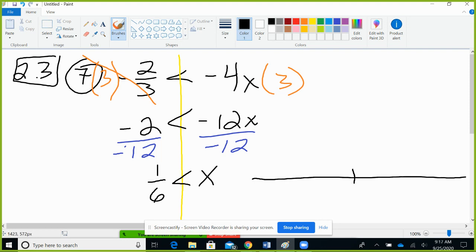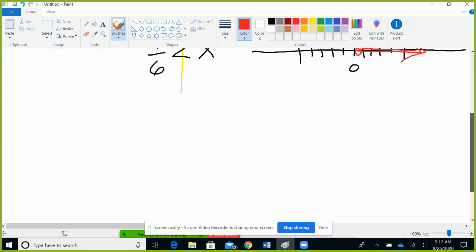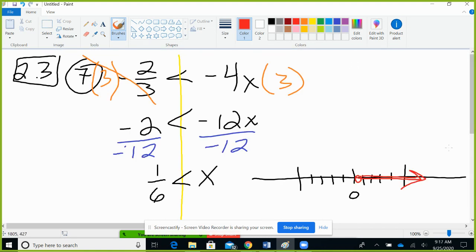So when I'm graphing this, it's not negative 1/6, it's positive 1/6. Positive 1/6 is like right there. It's right close to the 0. So x is greater than 1/6. So there's one way to do it. And another way to do it, if I were to show you another way, which might cut out one step.